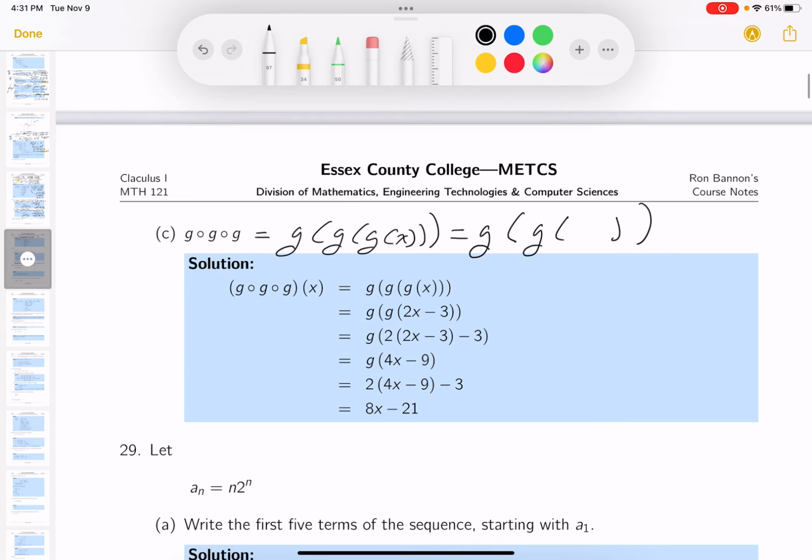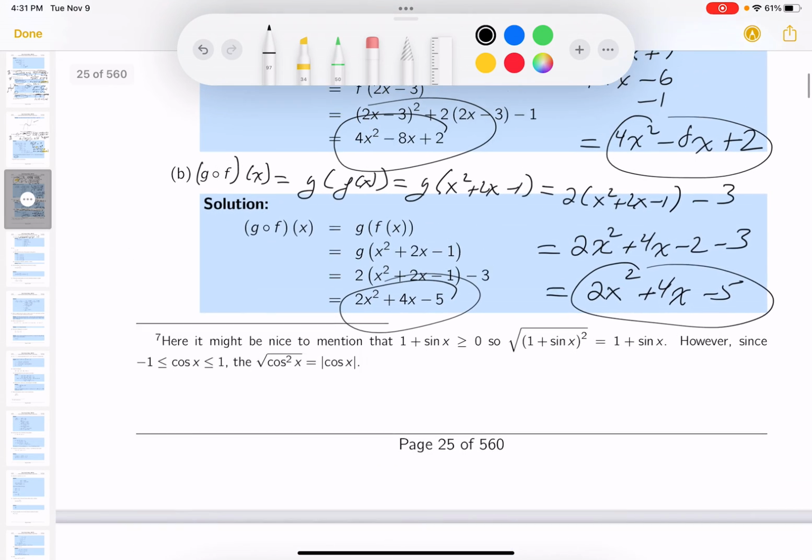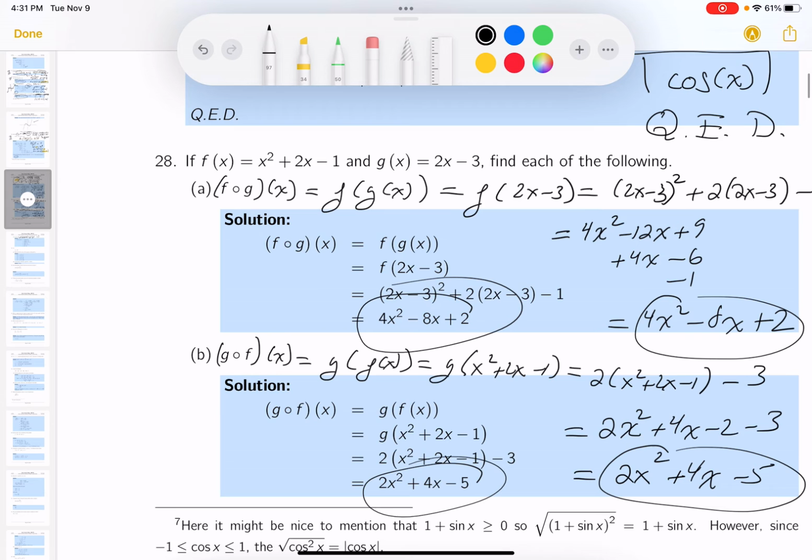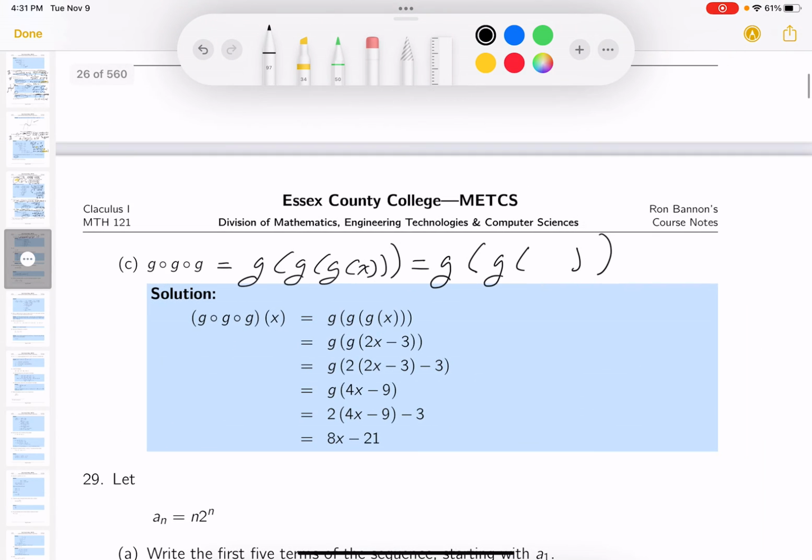All right, what's g of x? Well, I can't remember. I'm going to write it over here. It's 2x minus 3. Let me write that down. G of x is 2x minus 3.